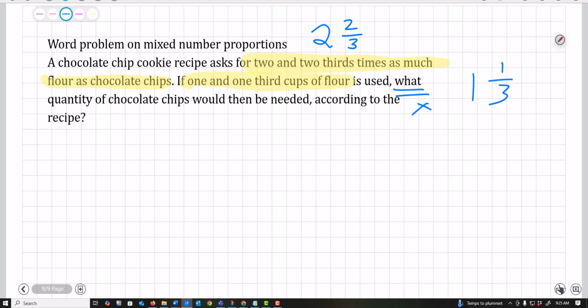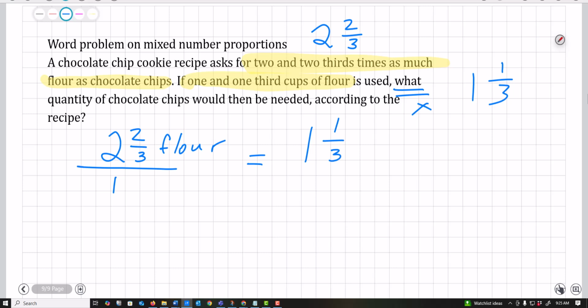So if I write this as a proportion, I'm going to say I have 2 2/3, which is my flour. We'll go ahead and write that here, and is used for 1 cup of chocolate chips. And we're going to set this equal to this proportion, the 1 1/3 over X. Okay, so I'm going to make my X look a little bit better. And this is what I'm actually solving. So as much flour as chocolate chips, that's where I'm getting all of these values that I've plugged in.